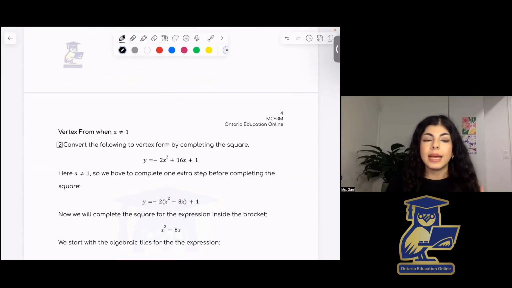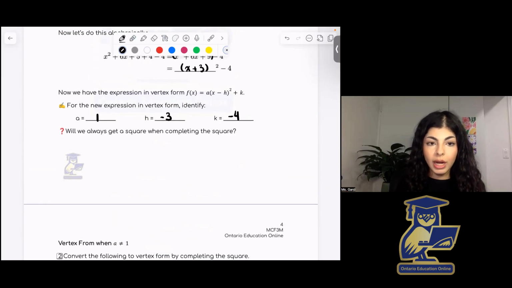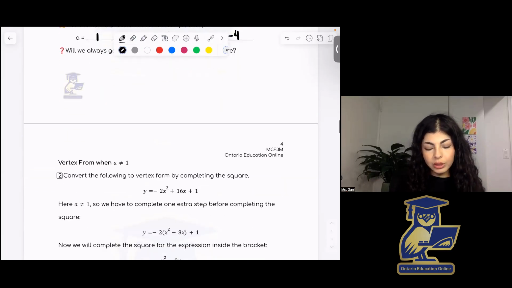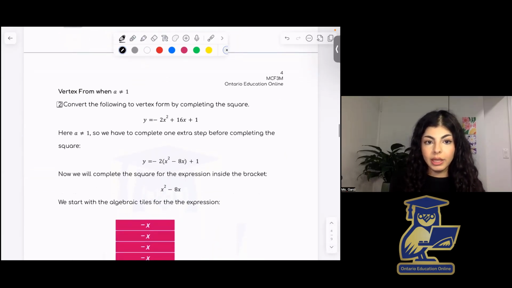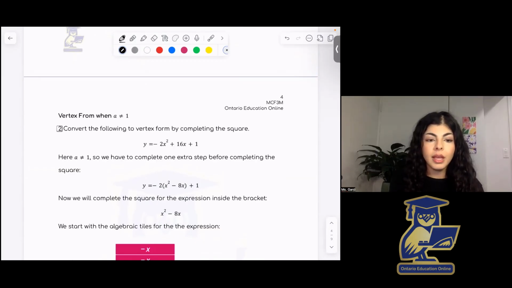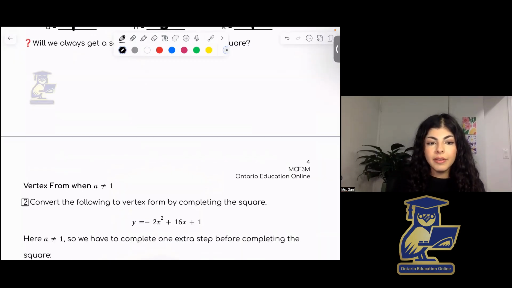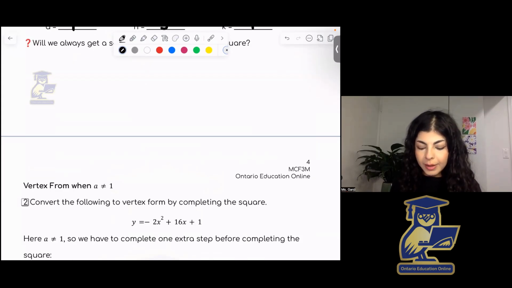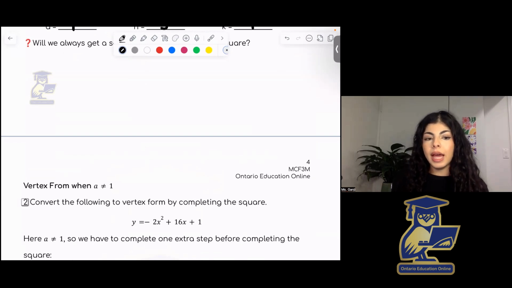So now let's look at an example where a is not equal to 1, because in this example we saw a is equal to 1, and it was pretty simple. So what do we do if a is not equal to 1? So here we're given the function y equals negative 2x squared plus 16x plus 1. So here a is negative 2. So we have one extra step that we have to do before we try to complete the square, and our goal is to get that a to equal to 1.